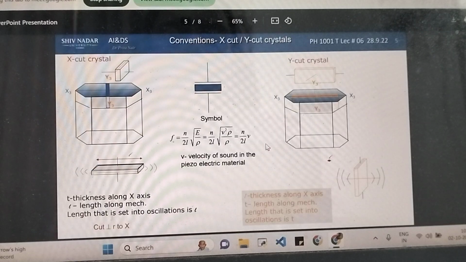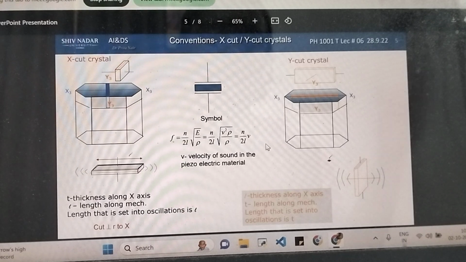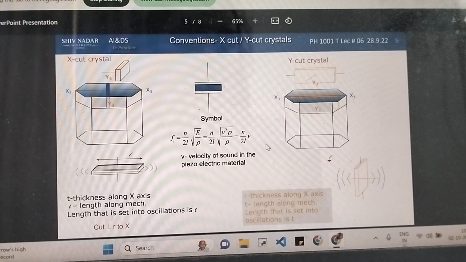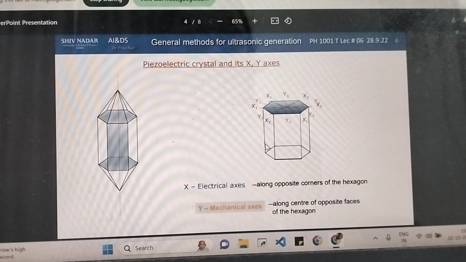So how you cut makes a difference, because if you are cutting along a certain axis, you will have more area to provide electricity and less area for the force, the expansion compression to take place. If you are cutting along the opposite axis, it will be vice versa. You don't need to know which is which, just need to know that there are two things, electrical and mechanical axis.